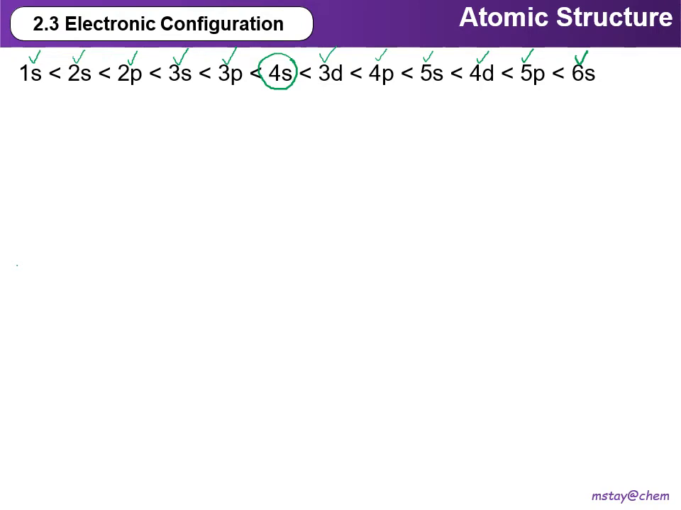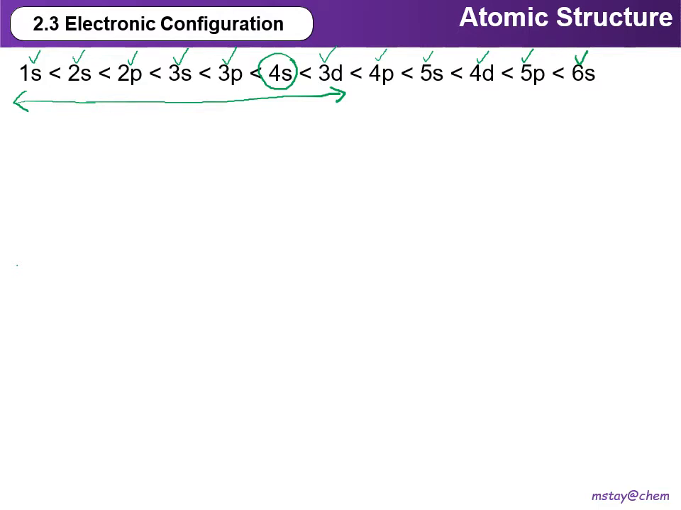Basically, I do not suggest students memorize this arrangement because you can draw the Rennin pattern whenever it is needed. However, for the first part here, from 1s up to the 3d orbital, you have to memorize it, because most of the questions that ask us to write the electronic configuration will involve up to the 3d orbital or the 4p orbital. So that's why for 1s to 3d you must remember the arrangement.